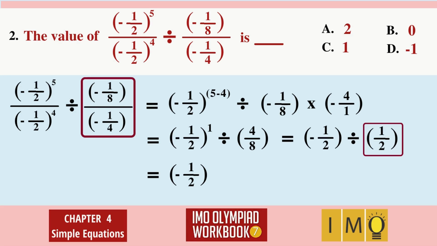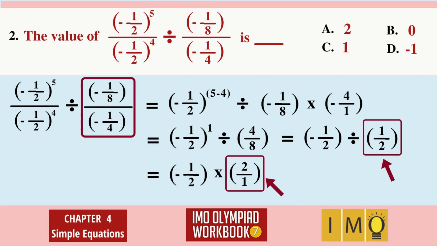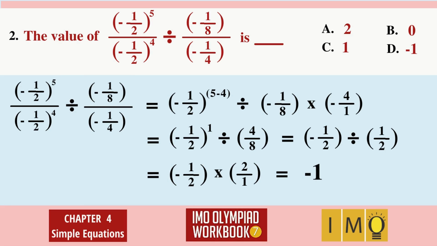Now our full expression becomes minus 1 by 2 divided by 1 by 2. Let's convert the division into multiplication by changing the second term to its reciprocal. Minus 1 by 2 into 2 by 1. Our final answer becomes minus 1, which is option D.